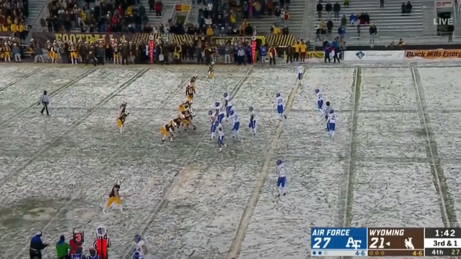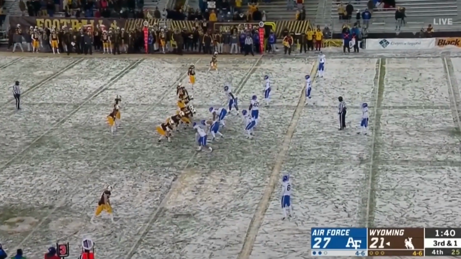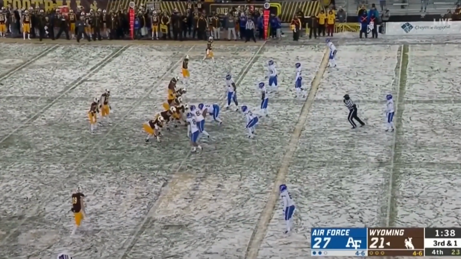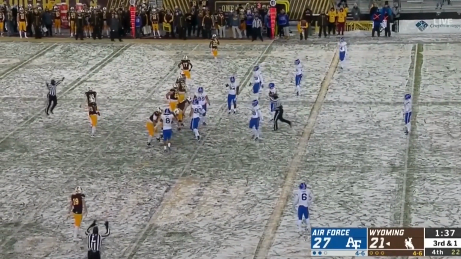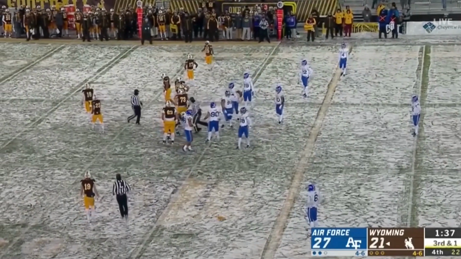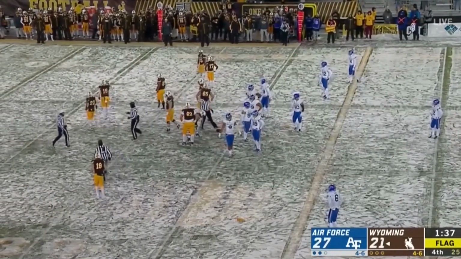On this play, we see an example of an illegal snap. Watch the center or the snapper on the offensive team. He moves the ball backward as if he's going to snap it, and then he stops and brings it back forward again. So that's sort of a double clutch.